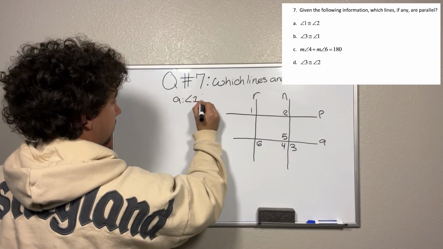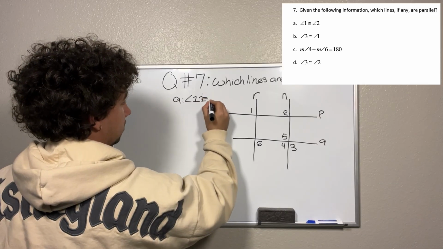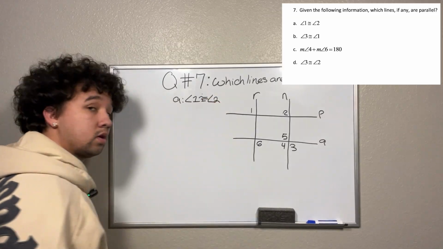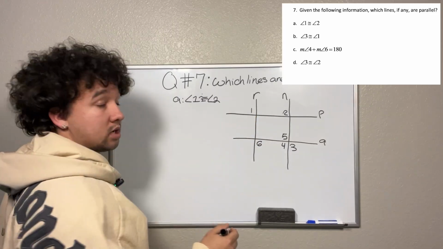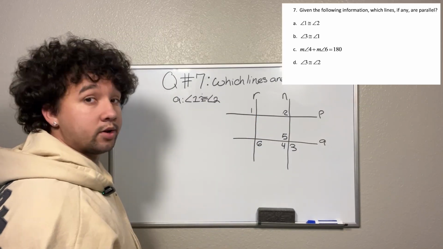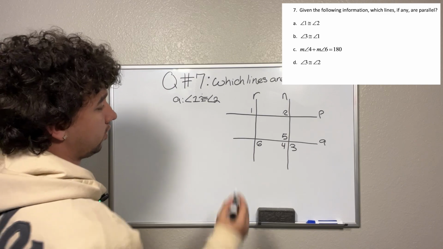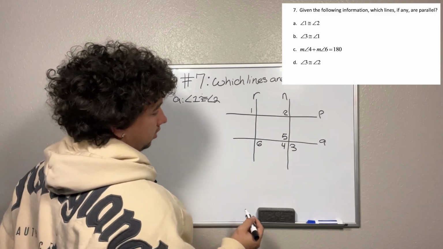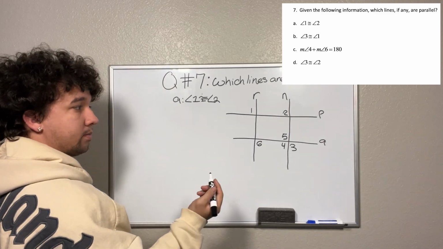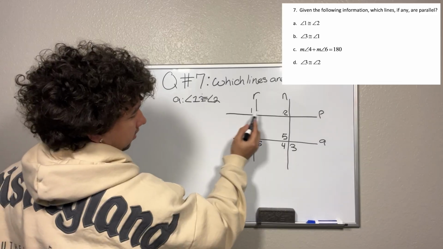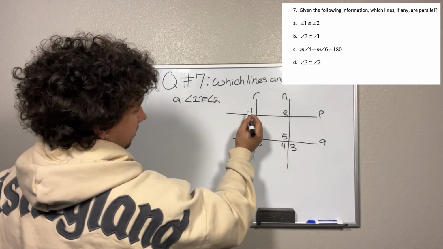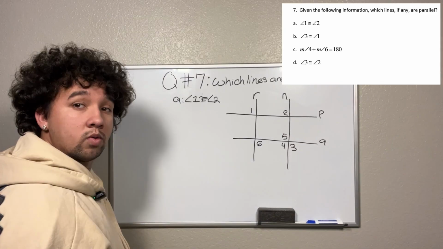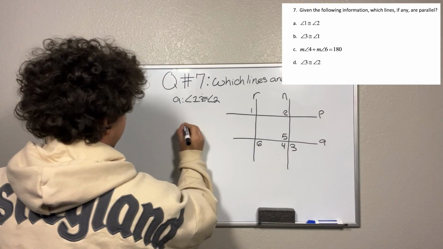So question A, given that angle 1 is congruent to angle 2. Well, if angle 1 is congruent to angle 2, does that prove which lines are parallel, and if so, which ones? Well, if angle 1 and angle 2 are congruent, that is telling me what type of thing? It's telling me that these must be some form of corresponding angles, because notice that they're both in the top right.